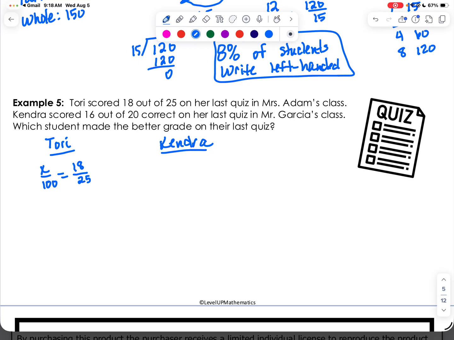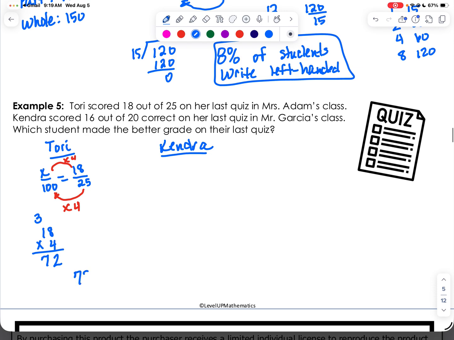Now, luckily for us, it's really easy to figure out the scale factor in this problem, because if we take 25 and multiply it by 4, we're going to get 100. So all we have to do is the same thing to 18. So 18 times 4. 8 times 4 is 32. That would be 72. So Tori's grade was 72%.